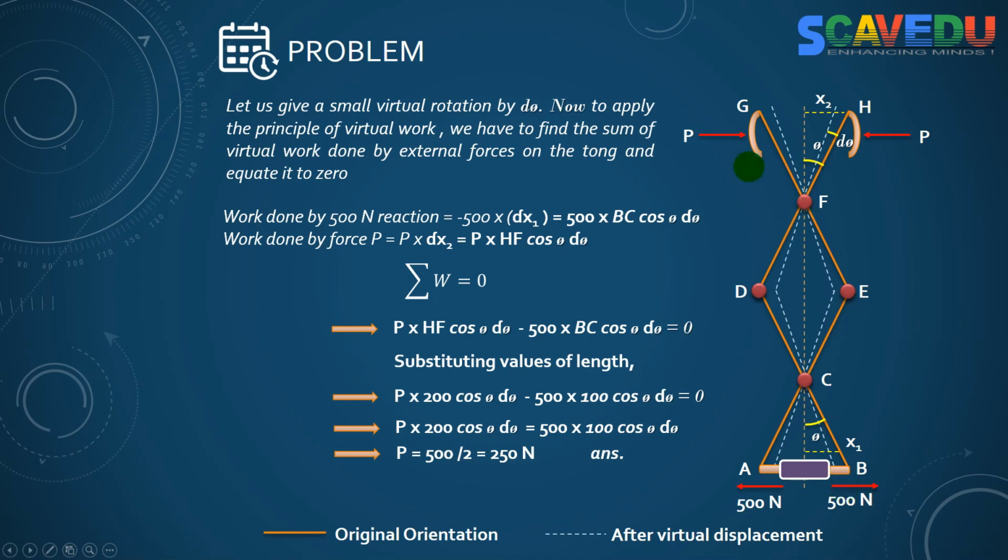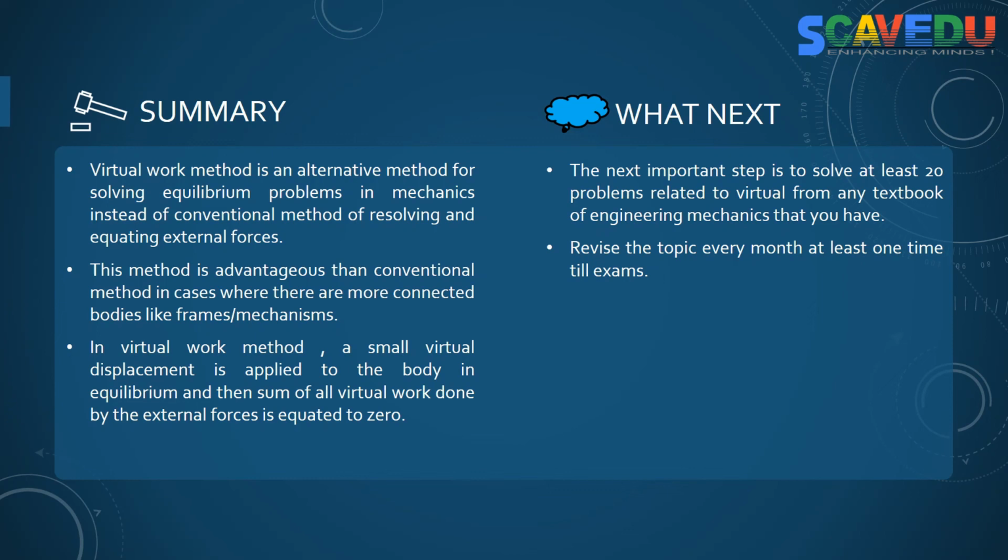So you can see that you can apply a lesser force and get a much higher force in the end. This is called mechanical advantage, and that is the advantage of having a linked mechanism. So let's go and have a small summary of this topic.